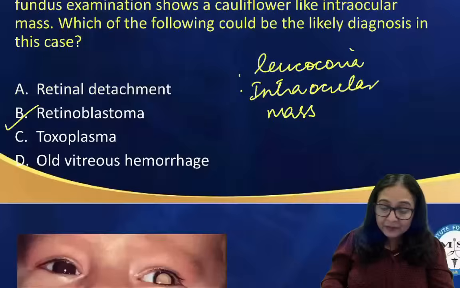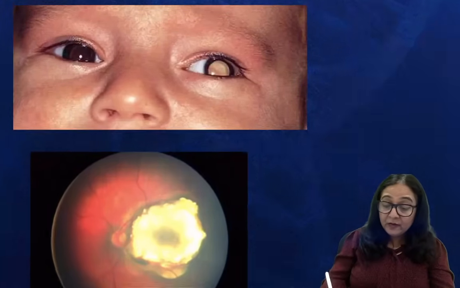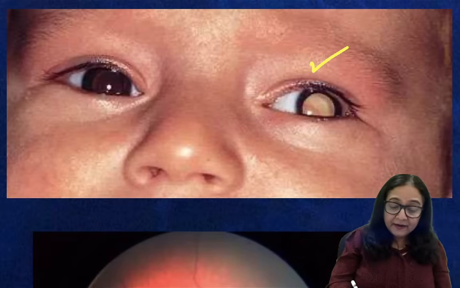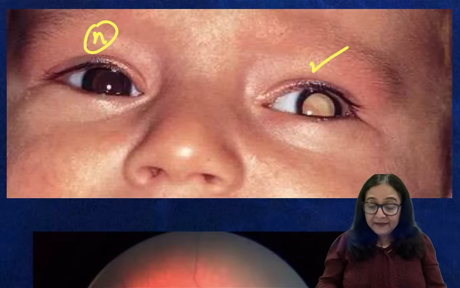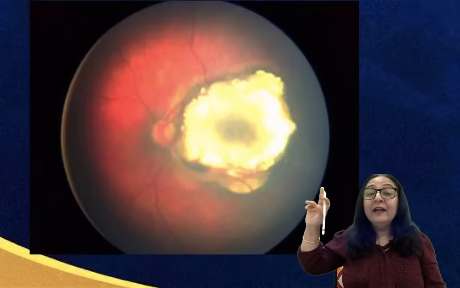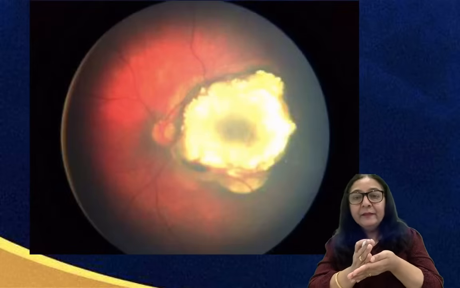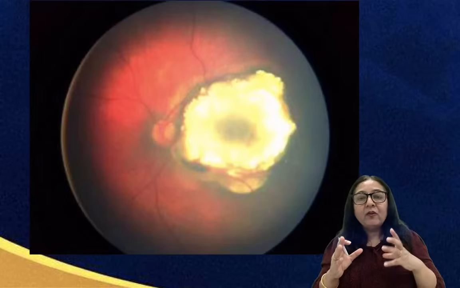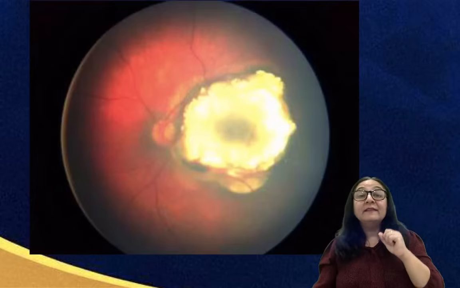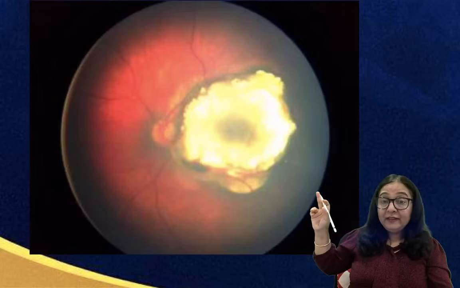So, the question is based upon the presentation of retinoblastoma. You should know this is how leukocoria looks: the white reflex on distant direct ophthalmoscopy, compared with the normal reflex here. This white reflex is caused by this cauliflower-like mass, which will show calcification. The calcification can be seen on ultrasonography. The investigation of choice to see whether there is optic nerve invasion or intracranial invasion is MRI.